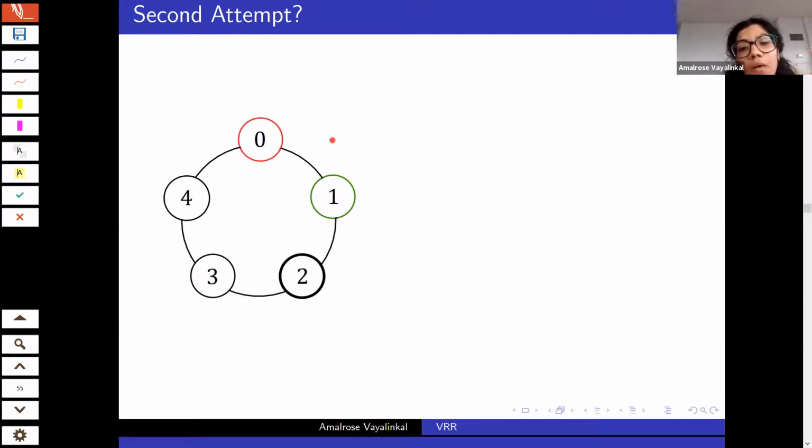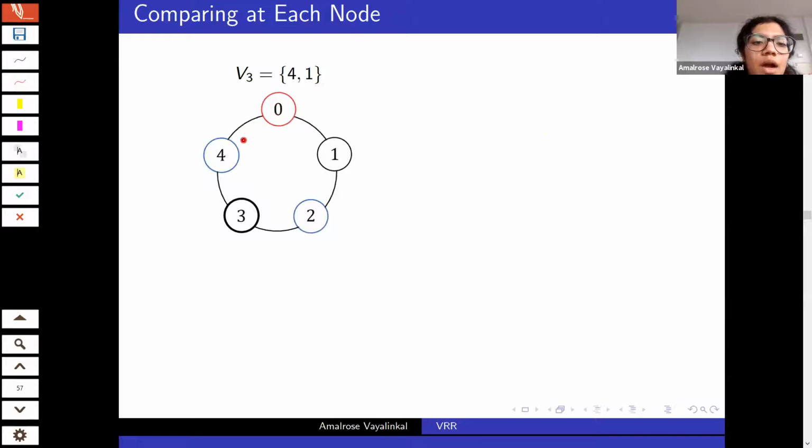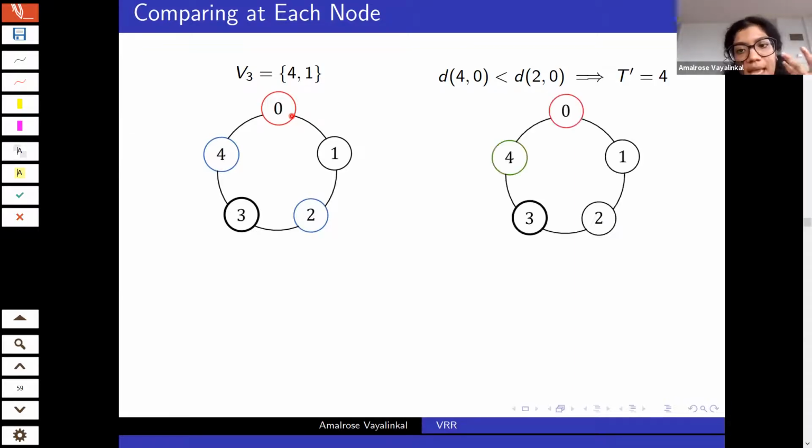But instead of traveling all the way to 1, we first make 1 hop towards 1. So now we're at 3. And at 3, let's again do some comparisons. Let's compare the virtual neighbors of 3, because now we can also travel to these 2 things. Well, 4 is closer to 0 than 2, because 2 is 2 away. And so now we're going to set the intermediate target to be 4, okay?